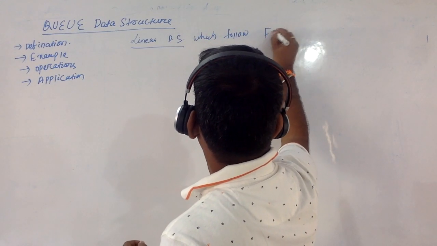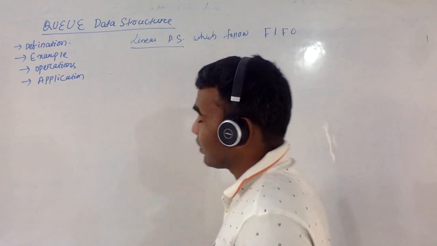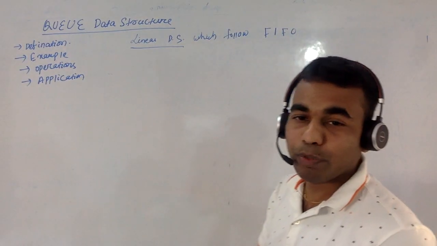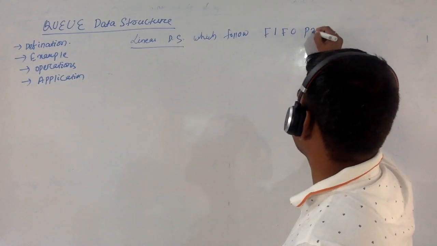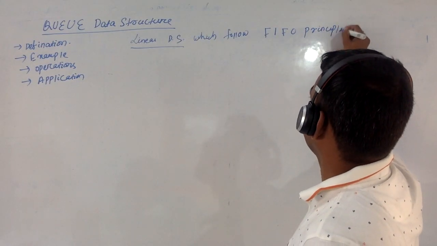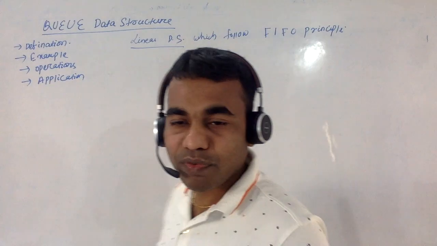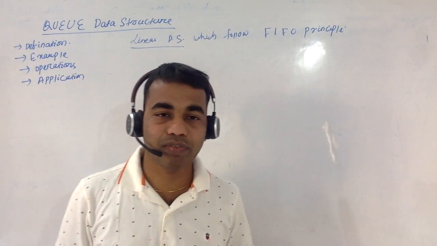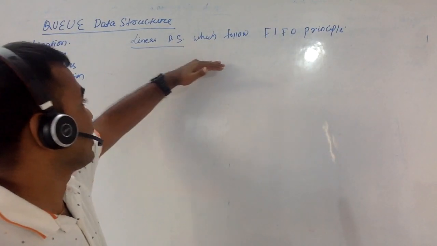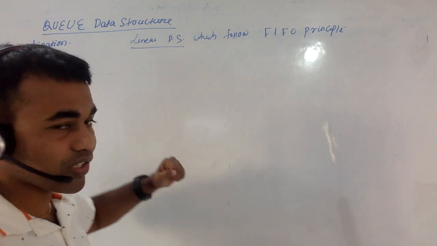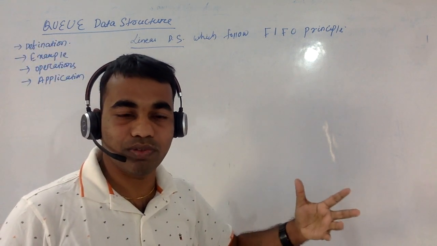which follows first in, first out, right? FIFO principle, first in, first out. I'll explain what the FIFO principle is and how it is applicable in case of queue, but this is what the definition says. It is a linear data structure which follows first in, first out, right?